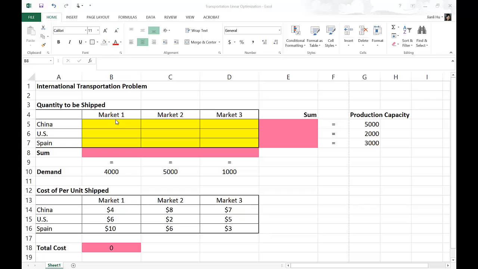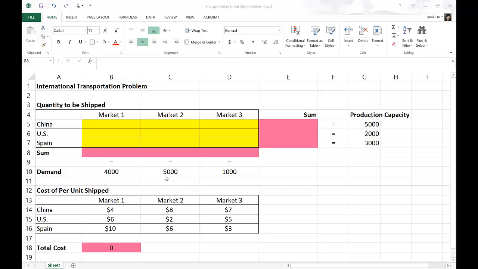Now, the markets we have: in market 1, the demand is 4,000 units. Market 2, the demand is 5,000 units. Market 3, the demand is 1,000 units. You can have more than 3 markets for sure. For example, you can have markets in US, in China, maybe Canada, South America, and so on. So you could have more than 3 production facilities and more than 3 markets. I'm just using 3 by 3 to introduce the problem.